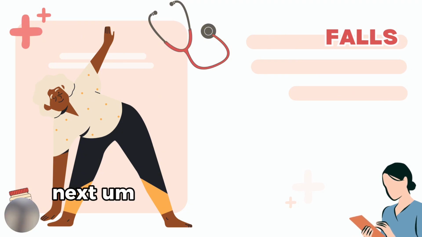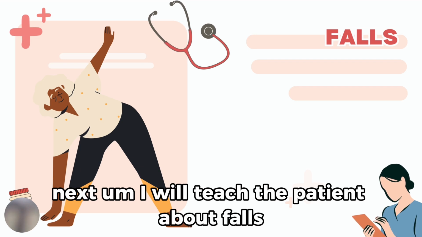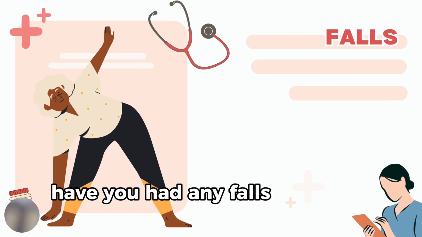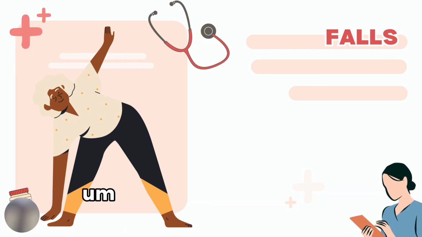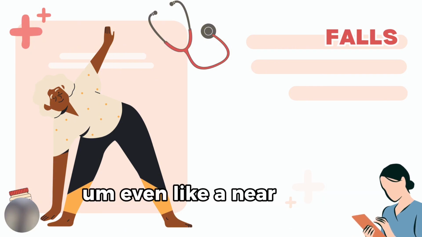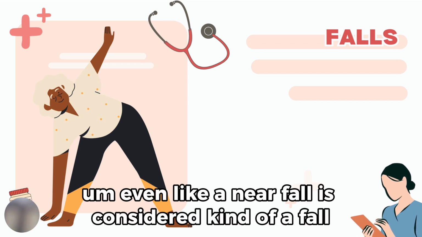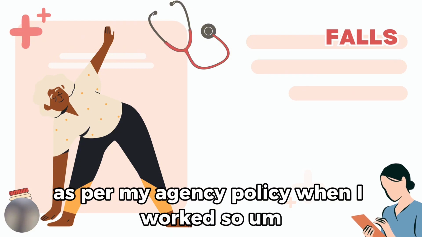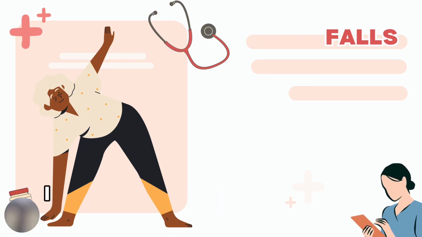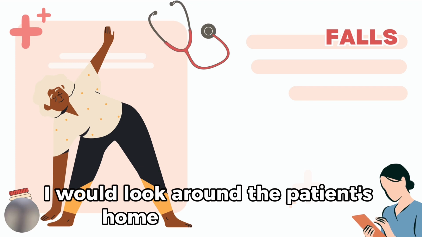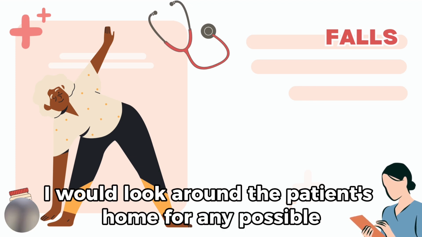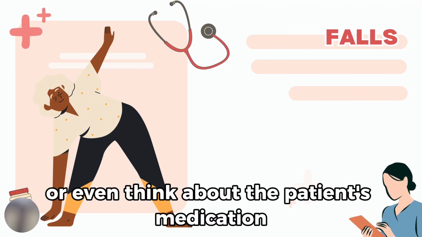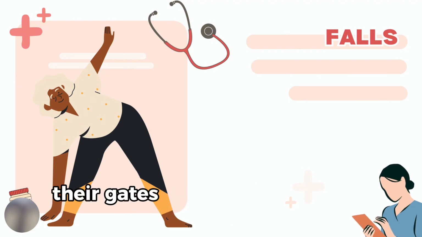Next, I will teach the patient about falls, or ask about falls, or assess for falls. So I would ask the patient, have you had any falls since the last time we were here? Even a near fall is considered a fall as per my agency policy when I worked. So whether the answer is yes or no, I would look around the patient's home for any possible thing that could cause a fall, or even think about the patient's medication, nutrition status, their gait, things like that.